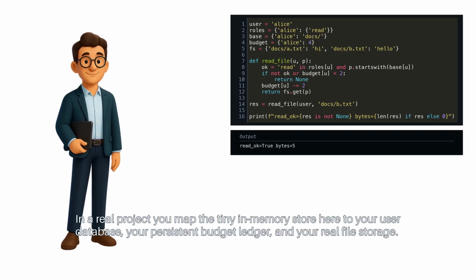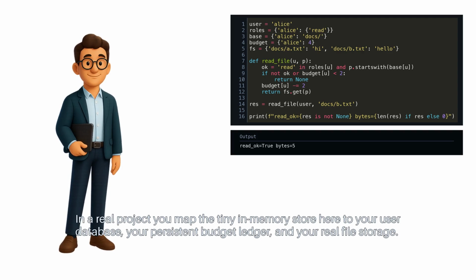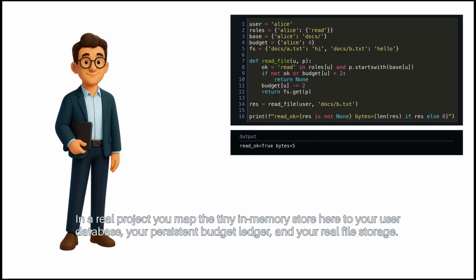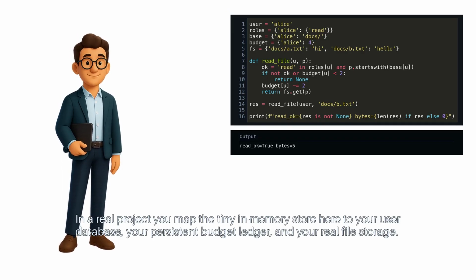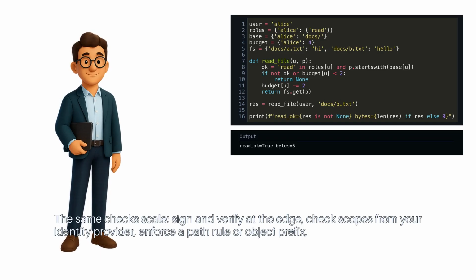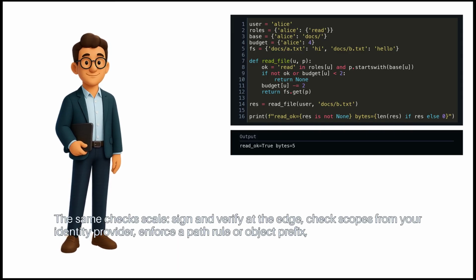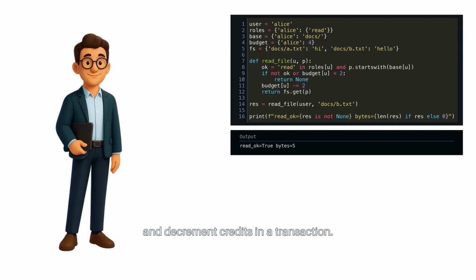In a real project, you map the tiny in-memory store here to your user database, your persistent budget ledger, and your real file storage. The same checks scale: sign and verify at the edge, check scopes from your identity provider, enforce a path or object prefix, and decrement credits in a transaction.